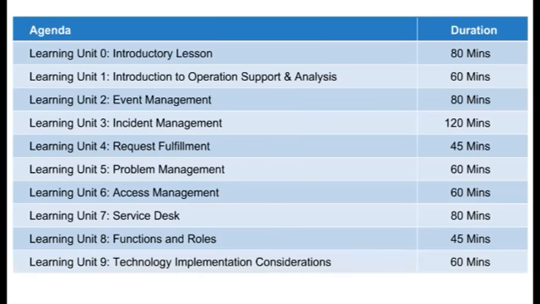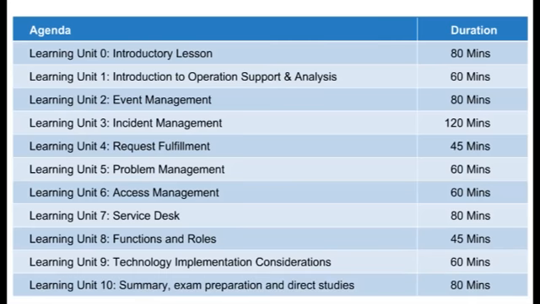Learning Unit 9 is all about technology and implementation considerations. It talks about technology requirements for service management tools and where and how they would be used within OSA for process implementation, and lastly, the best practices that need to be adopted to overcome challenges and risks when implementing service management technologies. Learning Unit 10 is the last of the module, which consists of summary, exam preparation, and directed studies.